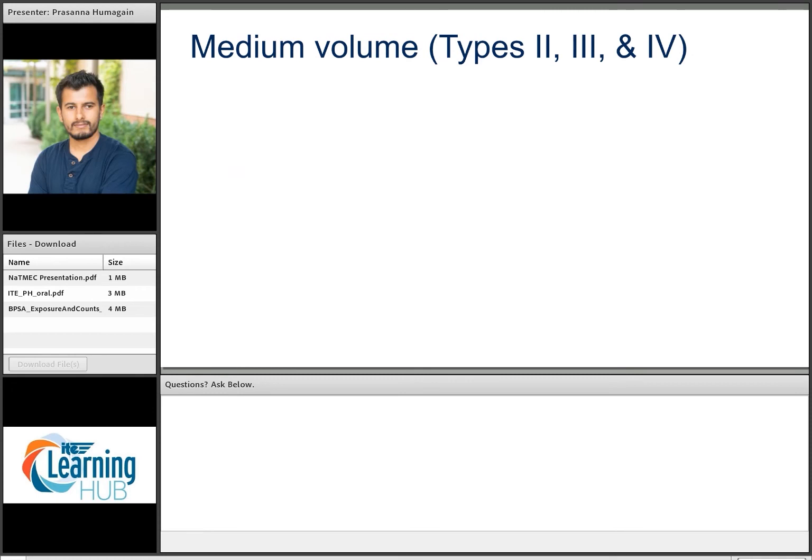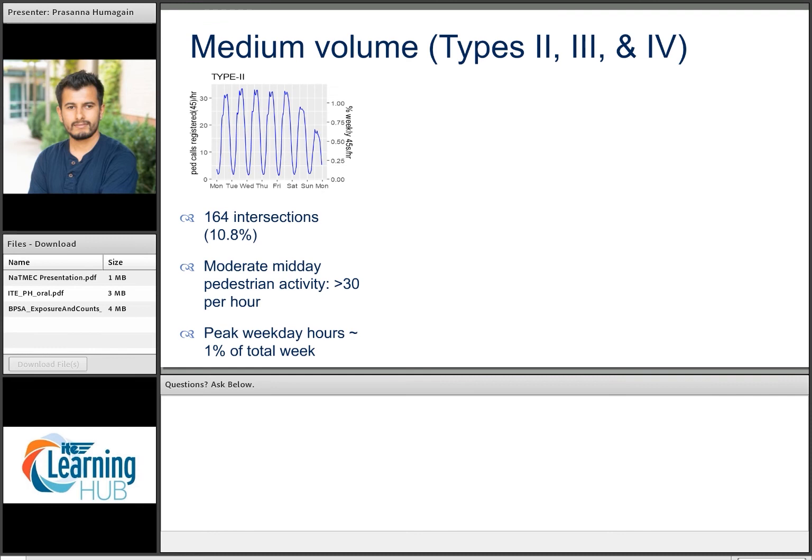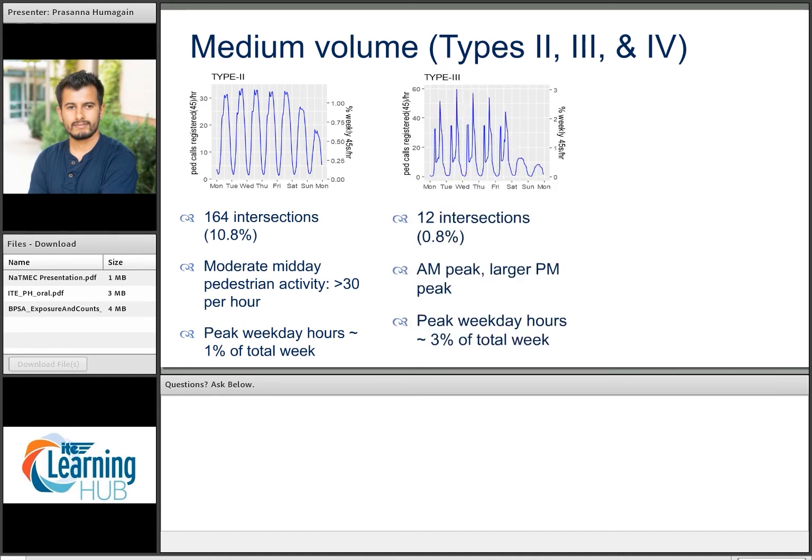The second category is the medium volume ones, which show lower pedestrian activity than the high volume ones, that is, less than 50 calls registered per hour. In type 2, which looks similar to the high volume ones, there were 164 intersections, and they showed moderate midday activity, just greater than 30 calls registered per hour.